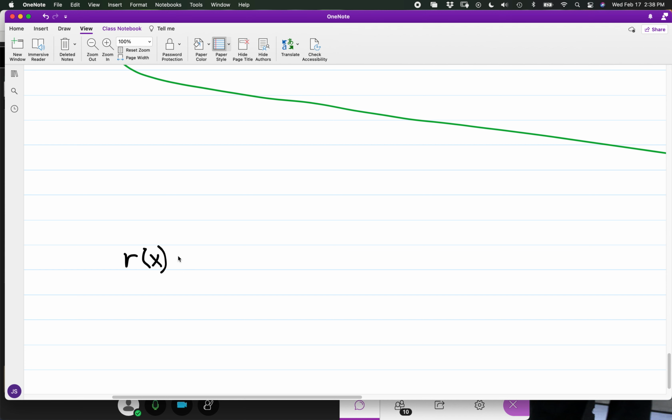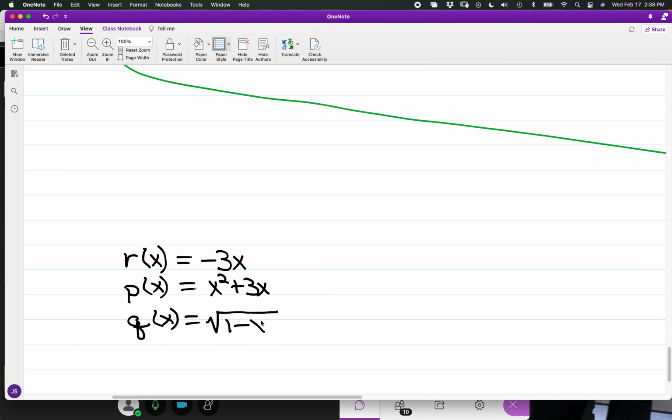Okay, so starting out, you have R of x is equal to negative 3x, and P of x we have is equal to x squared plus 3x. And for Q of x, we have equal to the square root of 1 minus x.